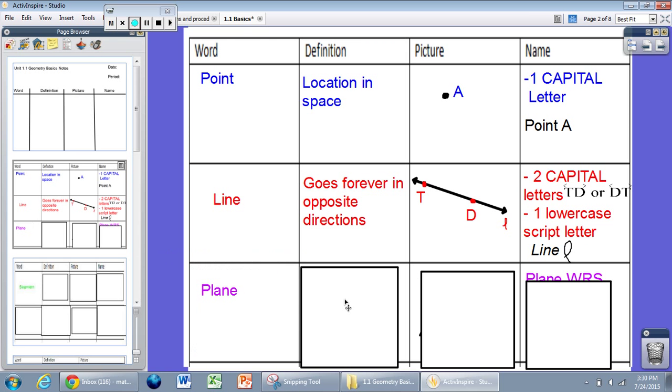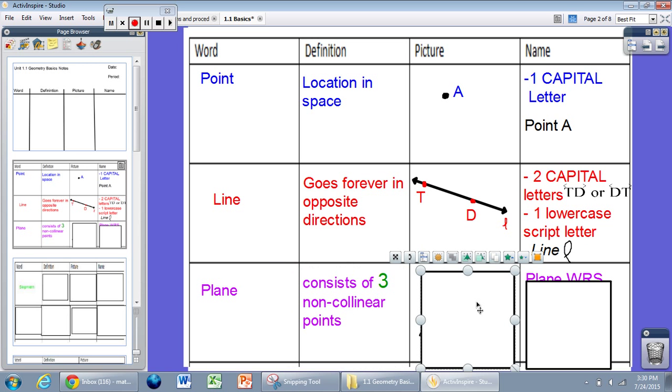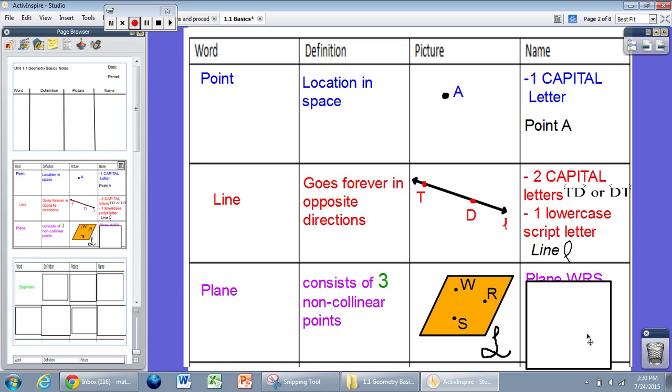We have a plane, which consists of 3 non-collinear points. Alright, so non-collinear means points that are not going to be on the same line. So if I look at this plane right here, there's no way that I could draw a straight line through W, R, and S at the same time. So I can call this plane WRS. You can also do any order you want. So if you want to do RSW or WSR, it doesn't matter.